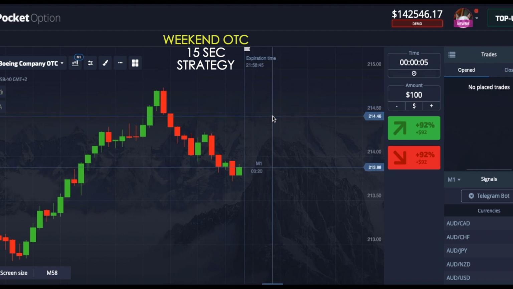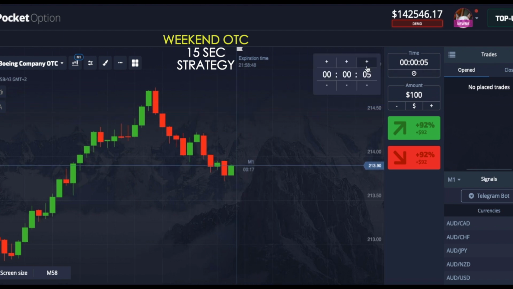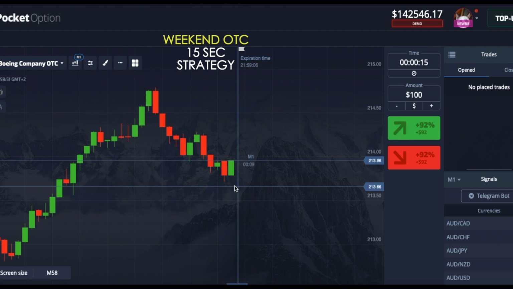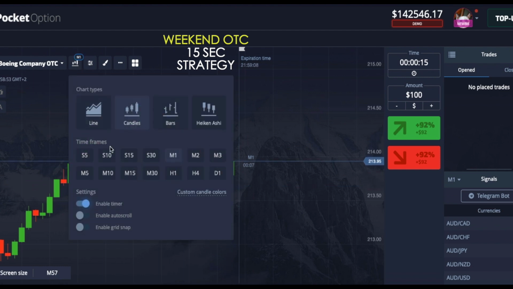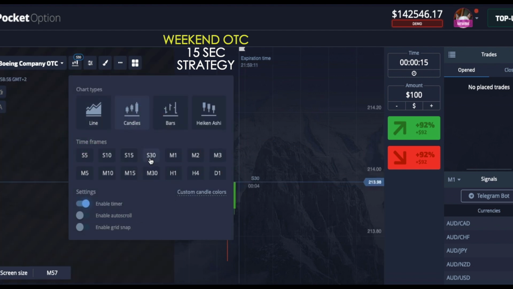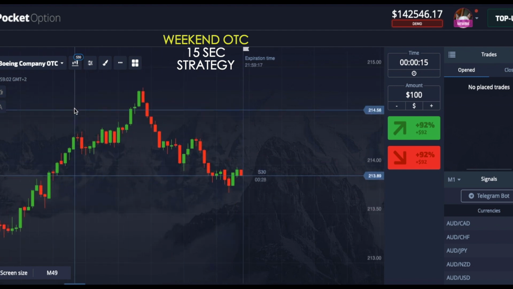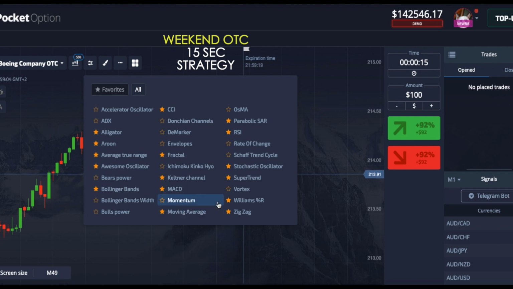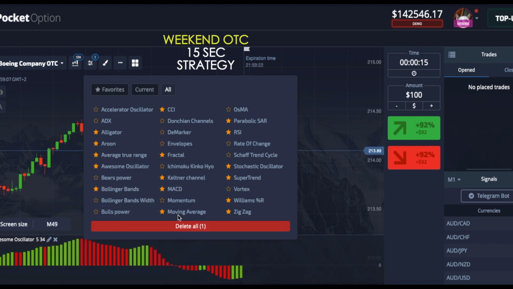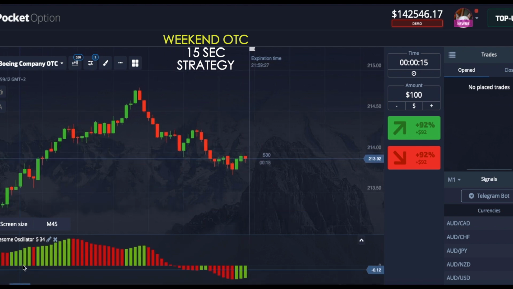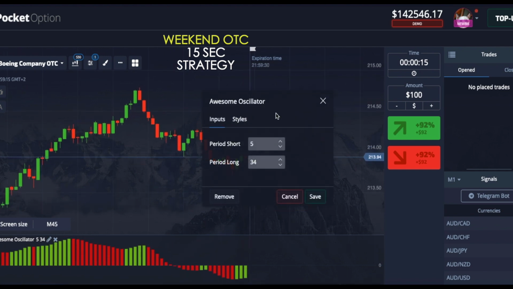Okay, so for this strategy, we are going to be using 15 seconds. That's our expiration time, and we're going to be changing our candles in here to 30 seconds. All right, we are going to use the indicator Awesome Oscillator. It's a very powerful indicator too, if I might add. Look at the settings. We're going to use the default settings.